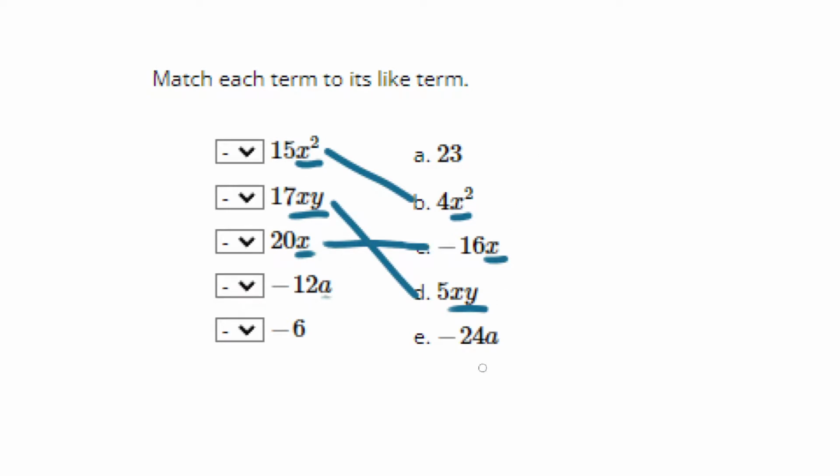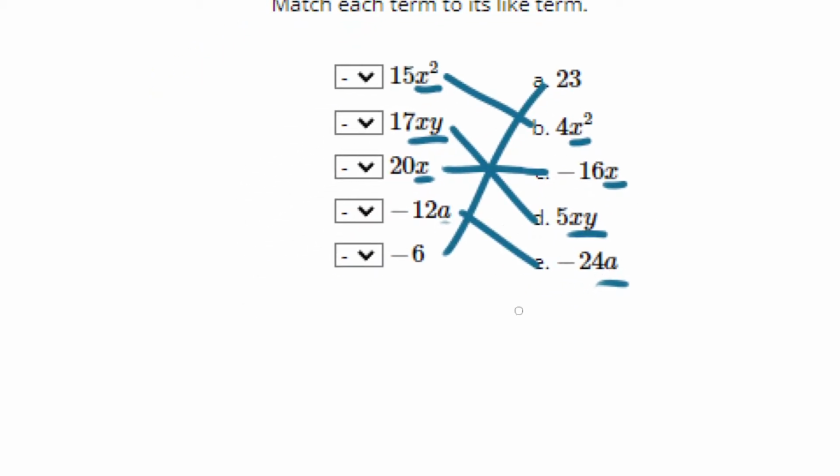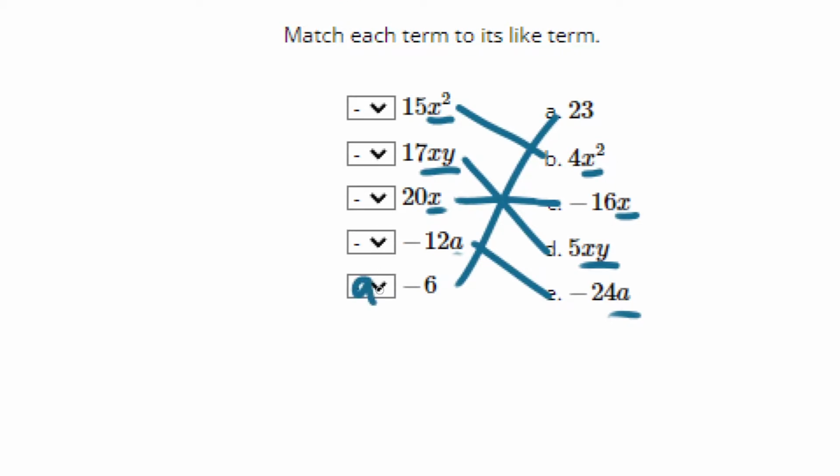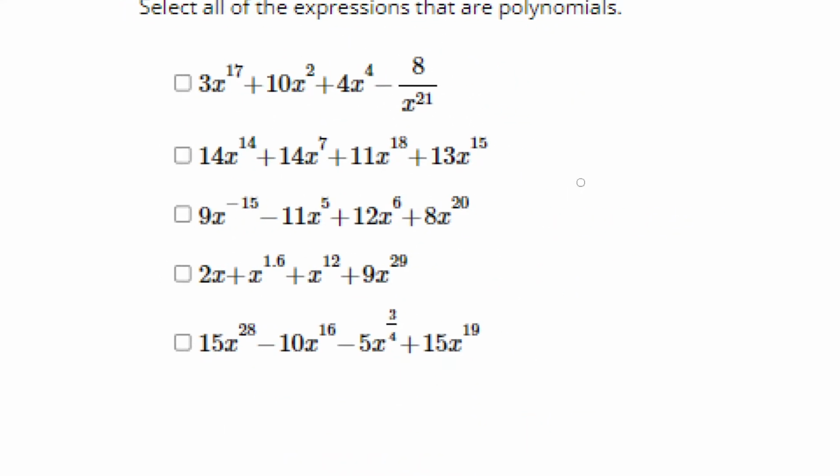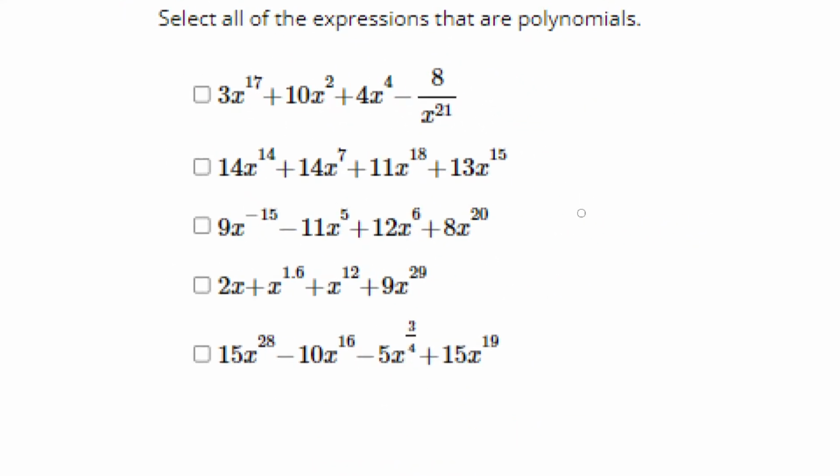This one has an a and this one has an a, so these will be matched. And this one has no variable and this one has no variable, so we'll go up there. And this would be your answer. More accurately, you'd say this is A, this is B, this is C, this is D, and this is E. Now this one's telling us to select all of the expressions that are polynomials.